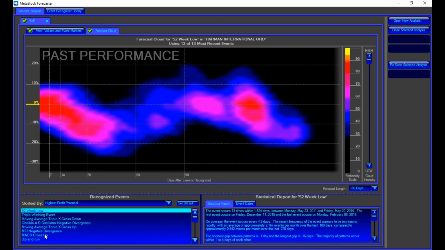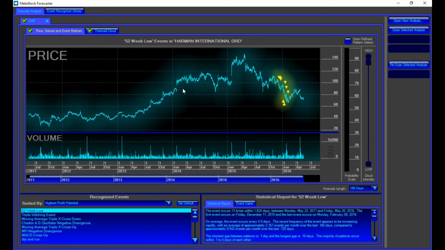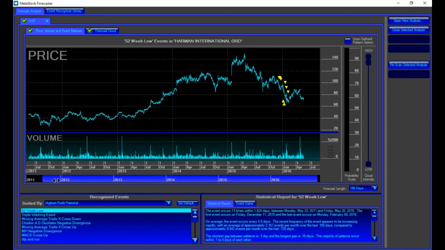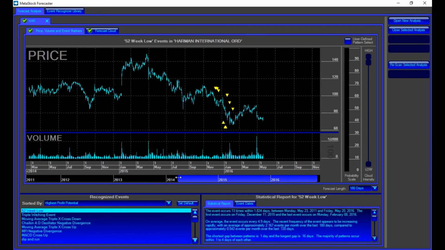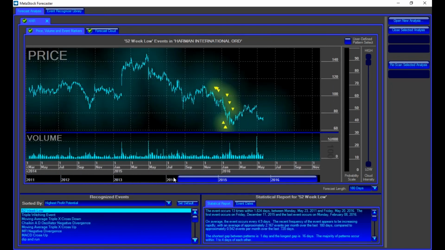Now, once we have that information, we want to take a look at how accurate this is. So let's look at the past. These markers are not buy and sell signals. They are event markers, meaning they will show you when the event has happened before. And the cool thing here is it actually records it.